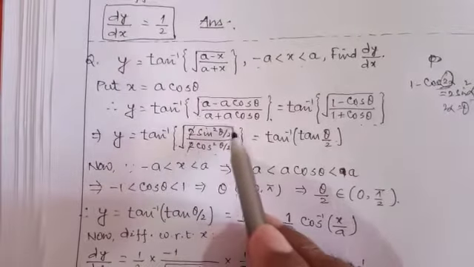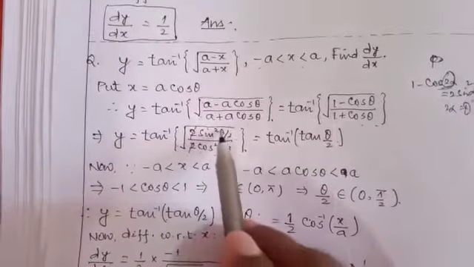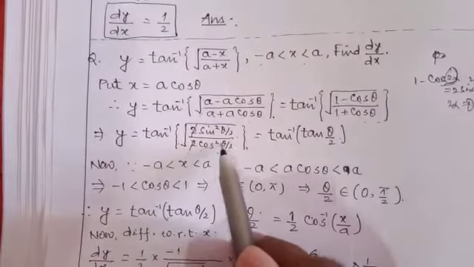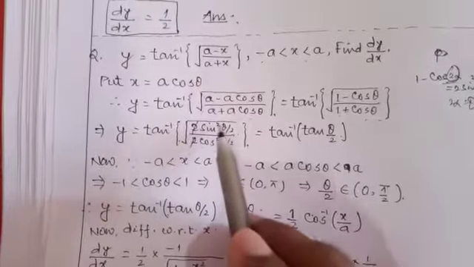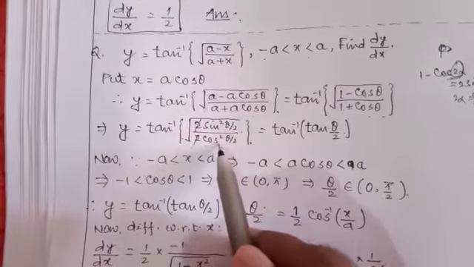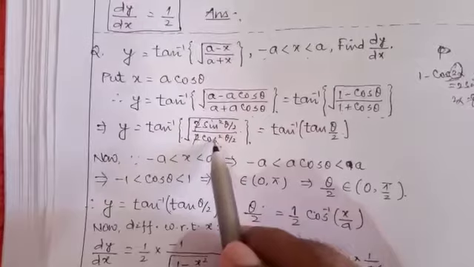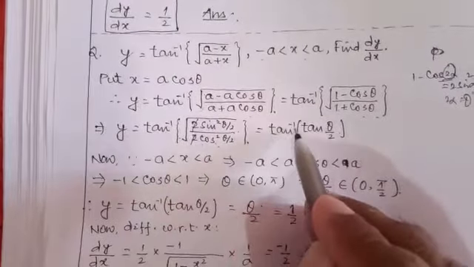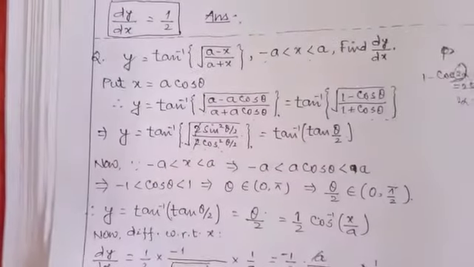Now find out the square root. Sin square theta by 2 becomes sin theta by 2, and cos square theta by 2 will be cos theta by 2, and sin theta by 2 upon cos theta by 2 becomes tan theta by 2. So finally we have y is equal to tan inverse tan theta by 2.